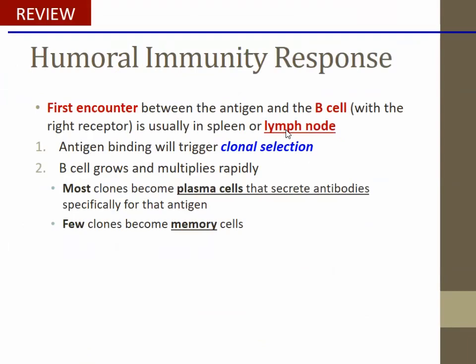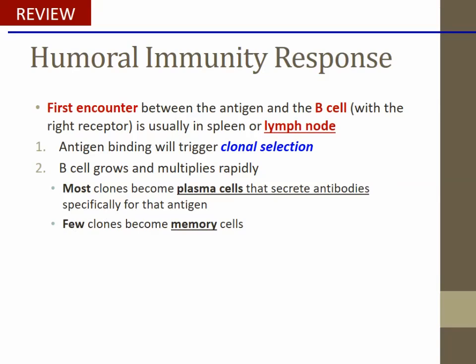So on a first encounter between the antigen and the B cell, usually in a lymph node or something like that, your antigen will bind, as we said, right? Once it binds, then we can start triggering cloning, right? This is what you know, test. Once we bind, we get cloning. That triggers the cloning. It's not going to clone unless it's a successful lock and key binding.